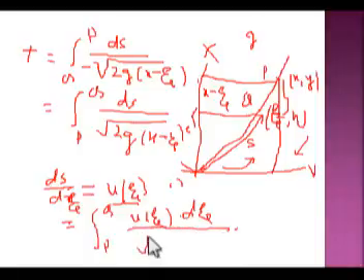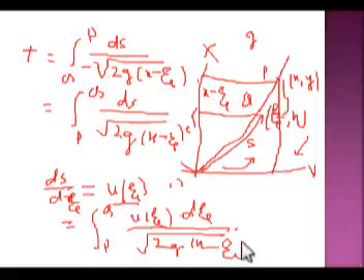root over 2g minus z. So here, actually, this is the Abel's problem.